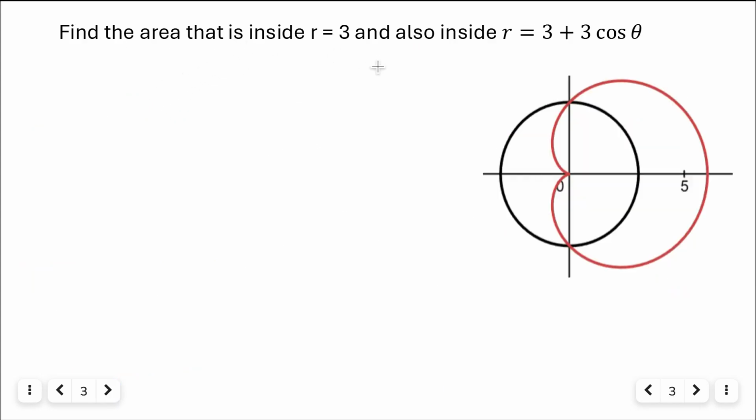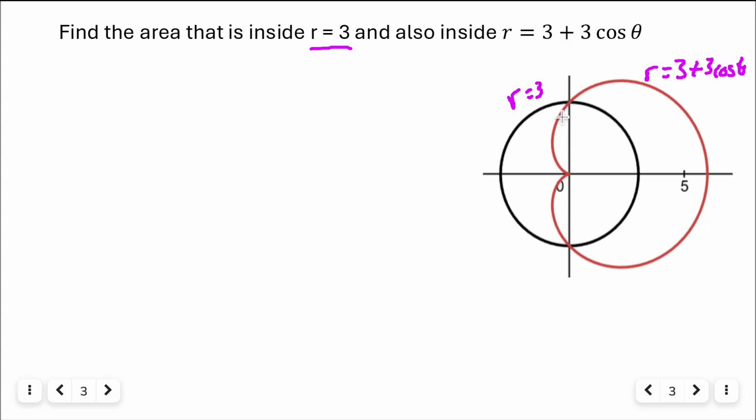I want to find the area that's inside r equals 3, so that's the circle, and also inside 3 plus 3 cosine theta. So the graph in red here is 3 plus 3 cosine theta. Okay, so now, what area is that? It's inside the circle. Well, that's the area inside the circle. And it's also inside 3 plus 3 cosine theta. So it has to be inside both.